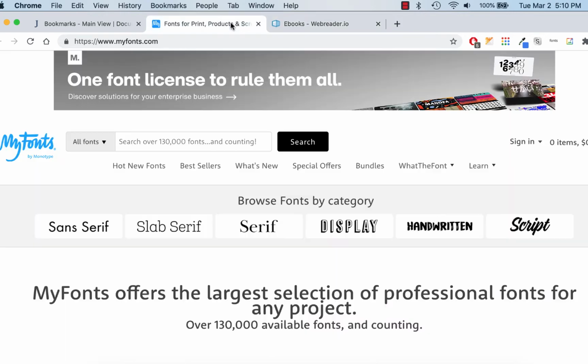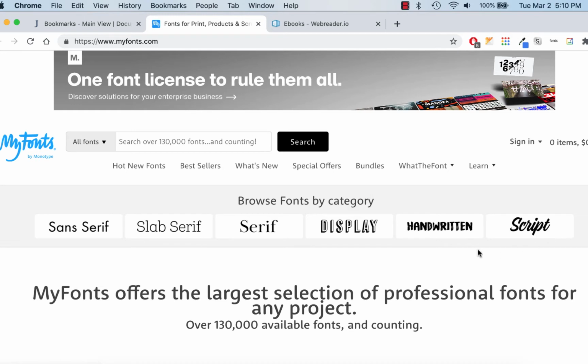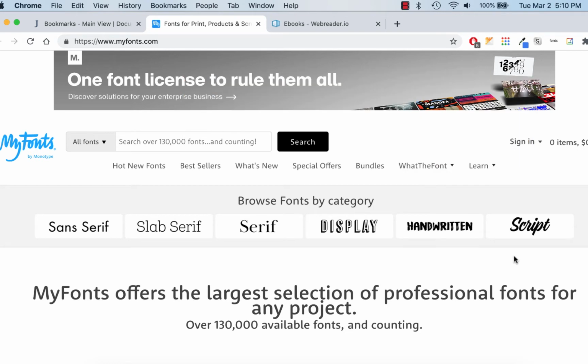So I just want to point out something. I know that when we go to My Fonts, we see just basic categories of fonts: sans serif, slab serif, serif, display, which I call decorative, but you could use the term display font as well. And then handwritten and script, I kind of put together in just the script category. So that leaves us 5 categories. Now in the chapter, it goes over much more than that.